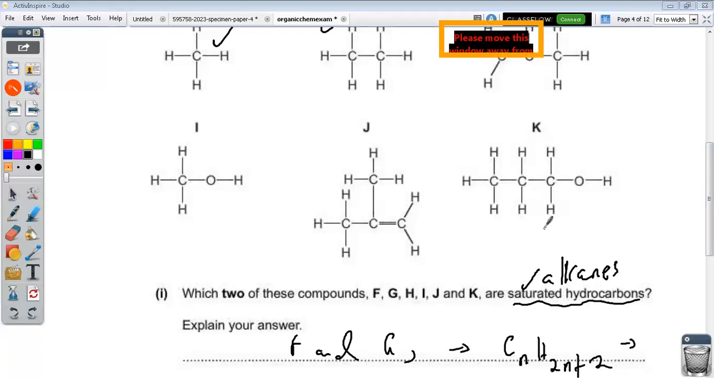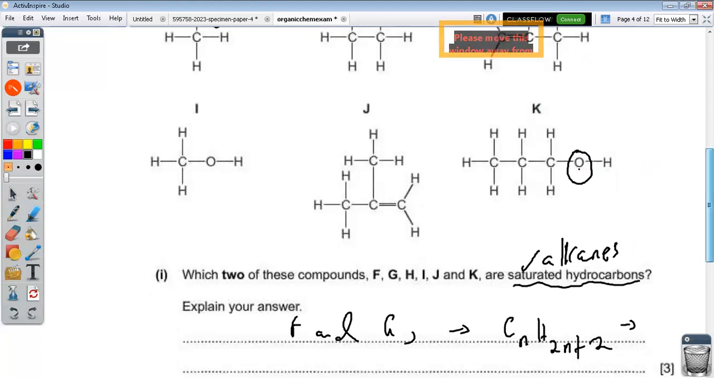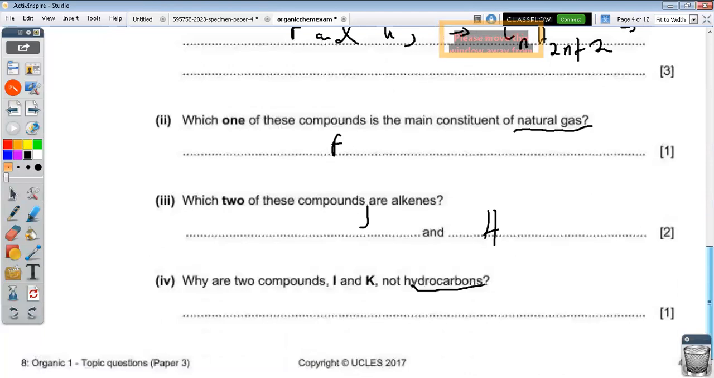Because it has an OH at the end, and hydrocarbons are only made of hydrogen and carbon atoms. Because it has an O. What is a hydrocarbon? A hydrocarbon is a compound made of hydrogen and carbon only. But there is oxygen here, so it can't be a hydrocarbon. Hydrocarbon means hydrogen and carbon only, Brandon. So K is not a hydrocarbon because it has an oxygen atom. Clear?